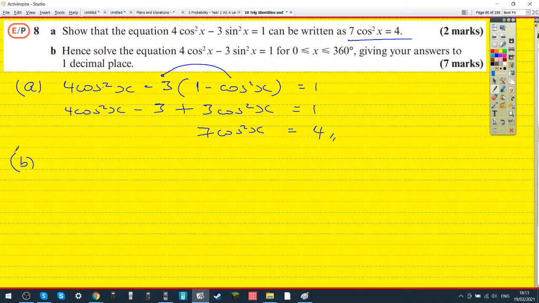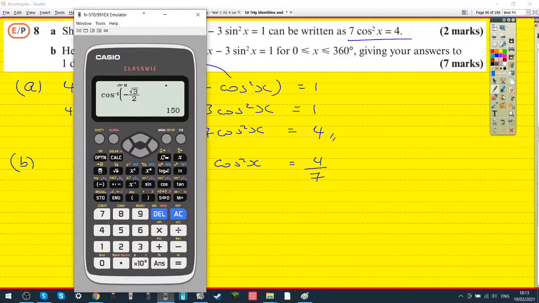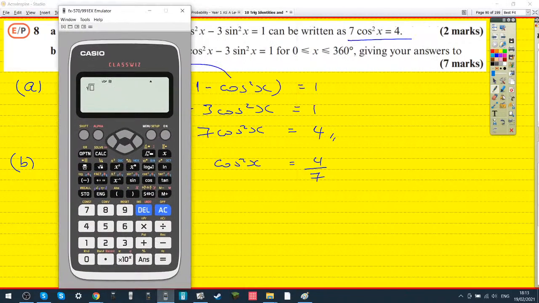Divide by 7 on both sides. Get 4 over 7. And then, or maybe root both sides first. No, dividing's easier. Okay, then now root. Because if you rooted cos squared, did you also have to root 7? Yes, but you just hit the calculator hard. That's all you do. 4 over 7. Let the calculator do the work.